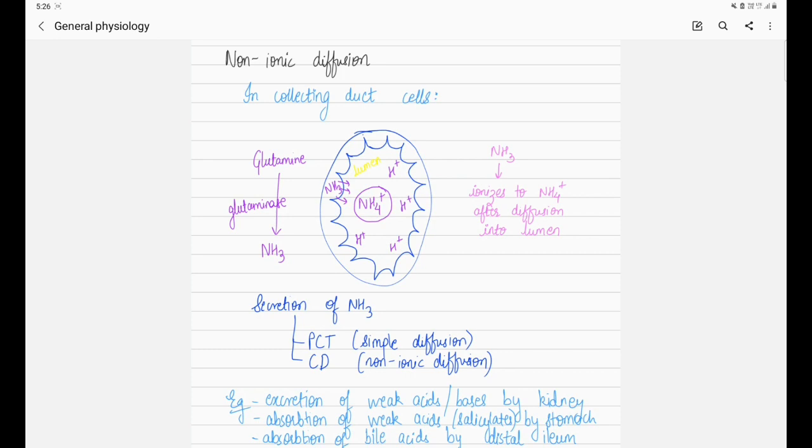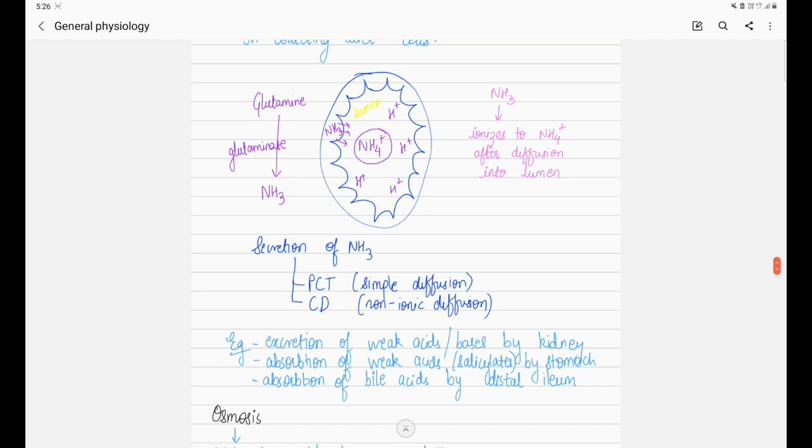So what's the difference between a simple diffusion and non-ionic diffusion? If the ammonia would have diffused and remained as ammonia in the lumen, then we could have called it a simple diffusion. But here, the ammonia is diffusing and it is ionizing to the NH4 plus or ammonium ion after diffusion into the lumen.